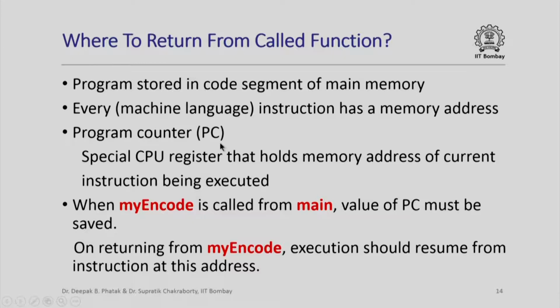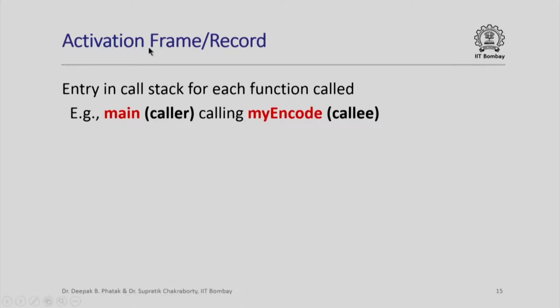This is very convenient when implementing function calls and returns, because when a particular function is called from another function, all we need to do is note the value of the PC at the time the function was called and save it somewhere, and when we are returning from the called function, we should simply resume execution at the saved value of the PC. So this is how we actually manage information so that we can figure out exactly where to return when a function returns, and this is what is formalized in what is called an activation frame or an activation record.